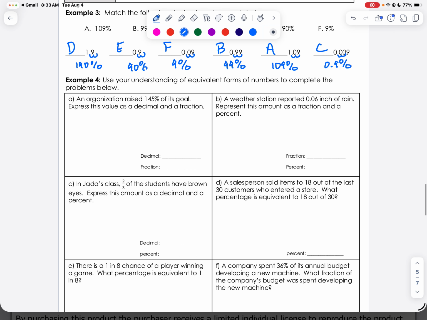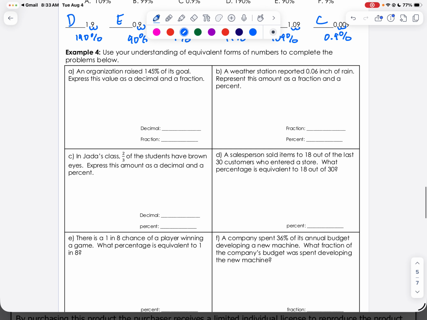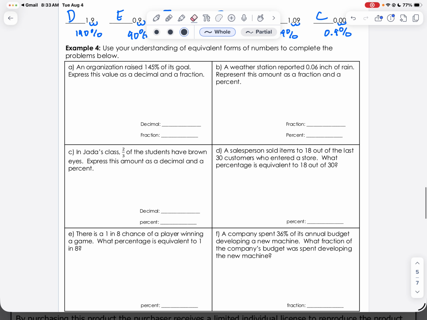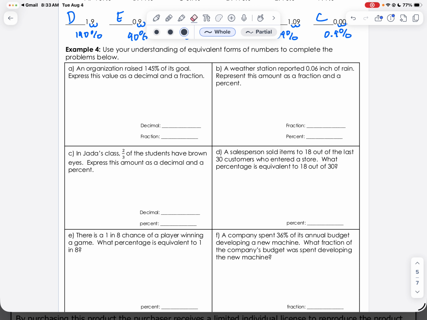All right, example 4. Use your understanding of equivalent forms of numbers to complete the problems below. In problem A, it says an organization raised 145% of its goal. Express this number as a decimal and a fraction. So let's start with decimal, because to write this as a decimal, I would just need to move my decimal 2 places to the left.